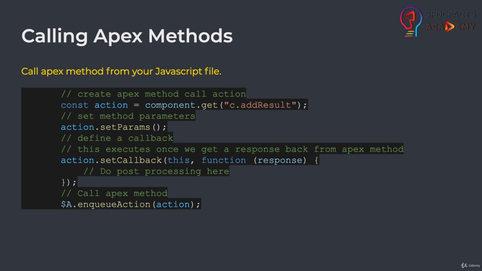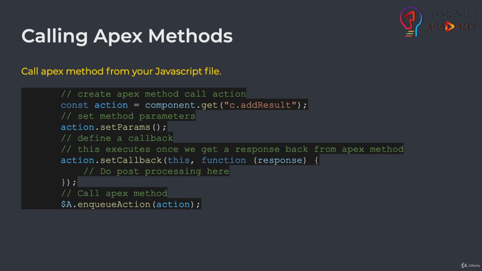A callback is something that gets executed once you get a response from your Apex method. So if you want to do some kind of post processing in your Aura component, then you need to do that here. For example, once we start loading our game result, we'll wait for our Apex method's response, and as soon as we get our response, we need to refresh our data table and show the result back to the user. These kinds of operations you need to do in the callback method.